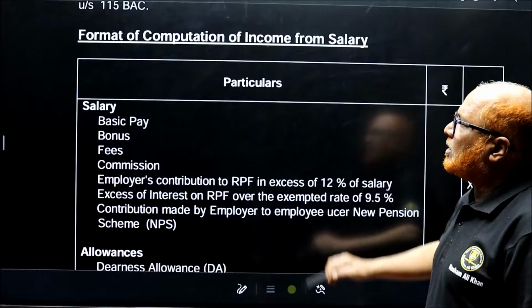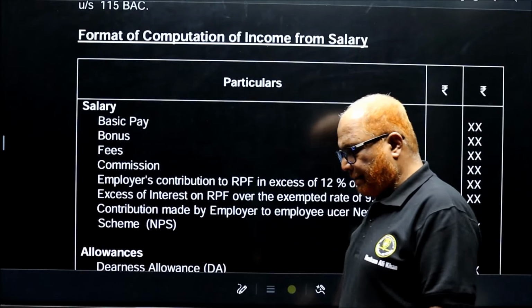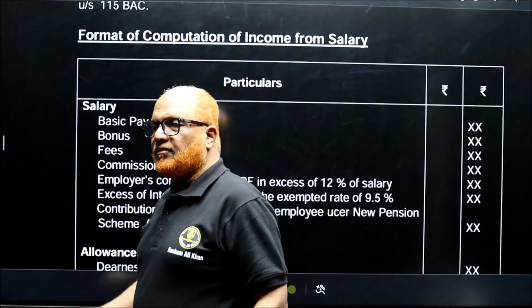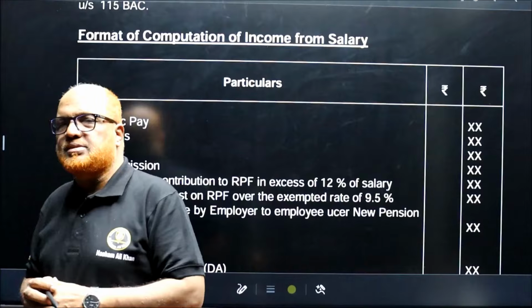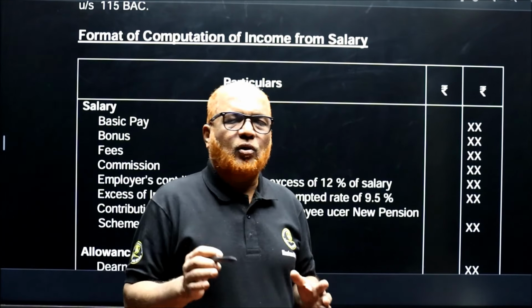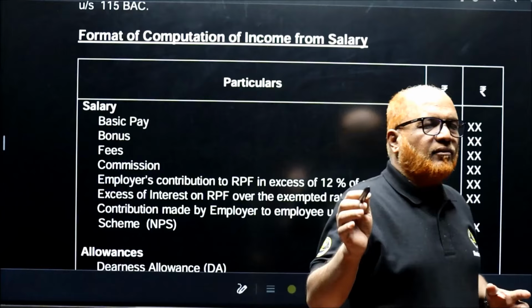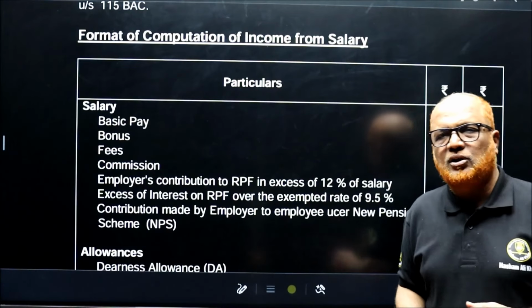That's it. So I have completed all the three deductions. Now the format for computation of income from salary. The Income Tax Act has given the format of how to compute the income from salary. Broadly we have four components: salary, allowances, perquisites and profit in lieu of salary.